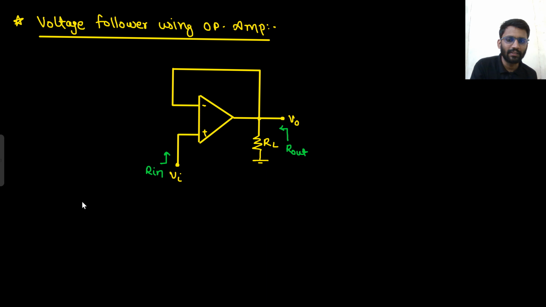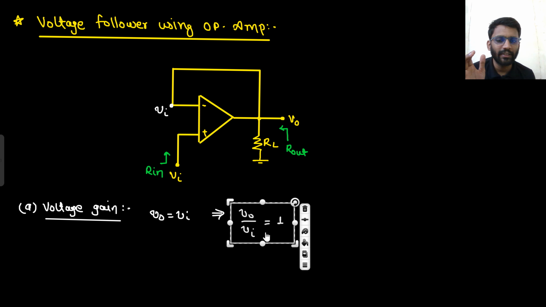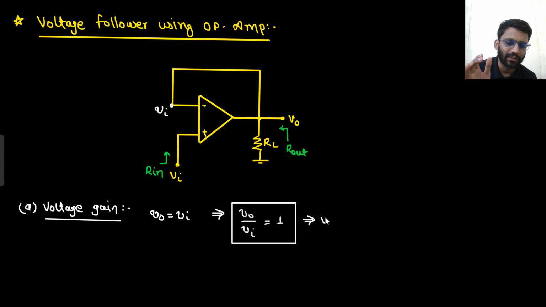So what will be the voltage gain of this? Tell me what will be the voltage gain? Since there is a negative feedback involved, the positive terminal potential and negative terminal potential will be equal only. So this potential will be equal to Vi only. So V naught is equal to Vi. So here the voltage gain is 1. Right? Voltage gain is 1. Very easy because output is equal to input only. That's why this configuration is called voltage follower.